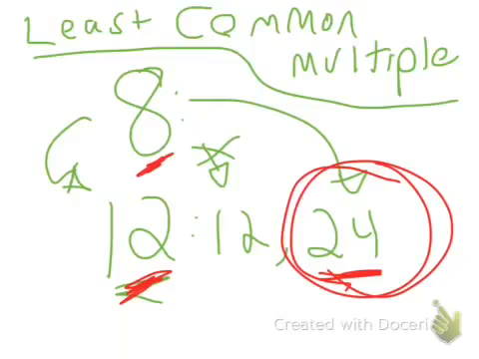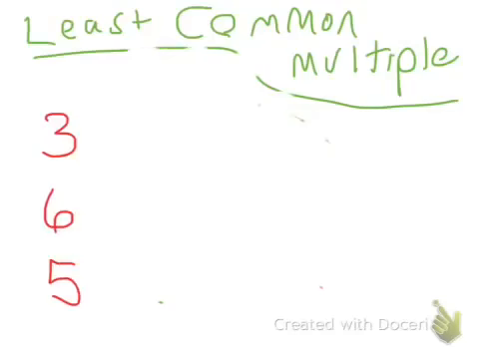I'm going to give you one more least common multiple practice. On this one, there are 3 numbers. Find the least common multiple of 3, 6, and 5. Pause and solve.